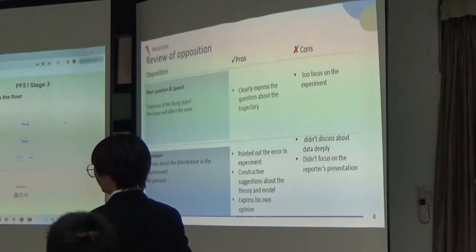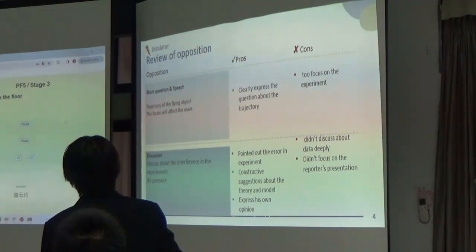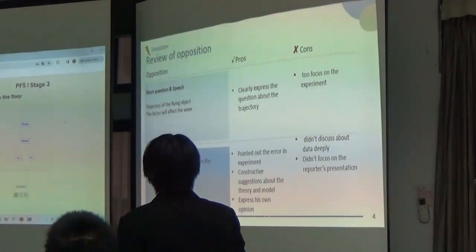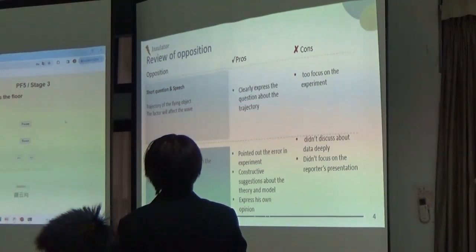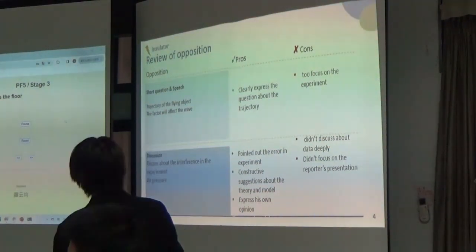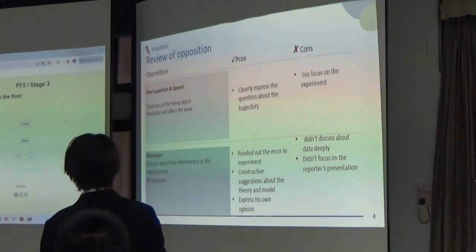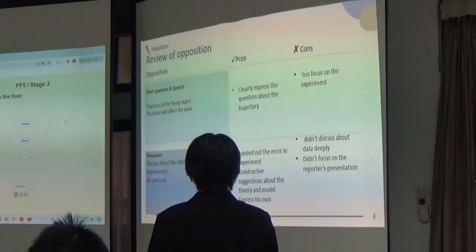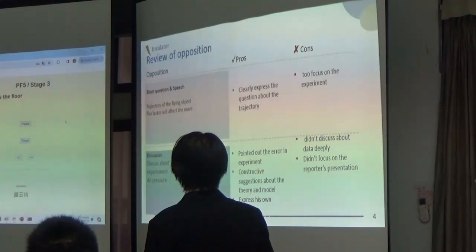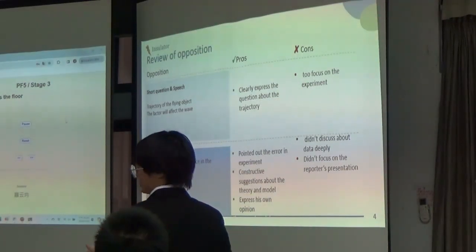And for the review of the opponents, in short question, he talked about the trajectory of flying object and the factor that will affect the wave. And for his first, he clearly expressed the caution about the trajectory, but he focused on the experiment process and didn't mention the theory. And for discussion, he discussed the interference in the experiments and the pressure. And he pointed out the error in the experiments and gave constructive suggestions about the error and model and expressed his own opinion, but he didn't discuss the deductively and didn't focus on the reporter's presentation.